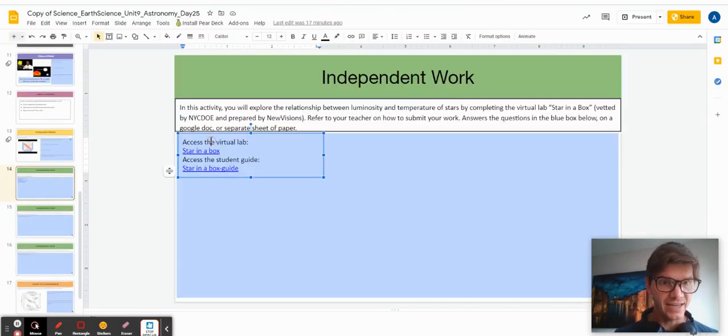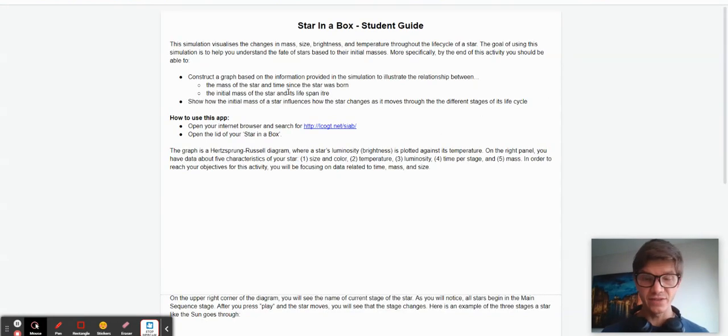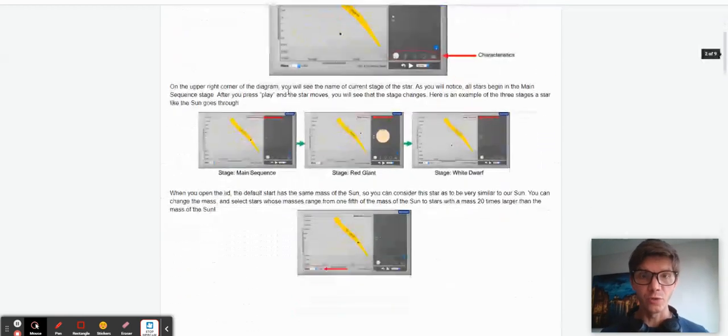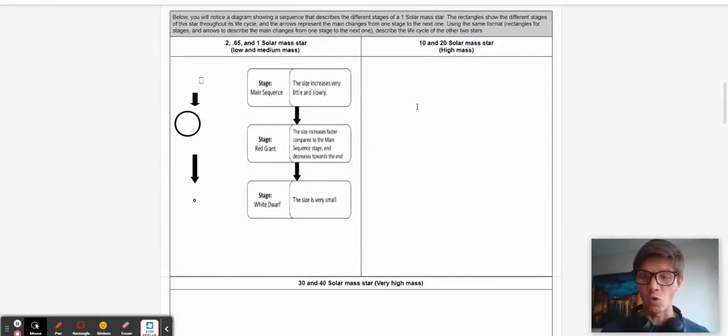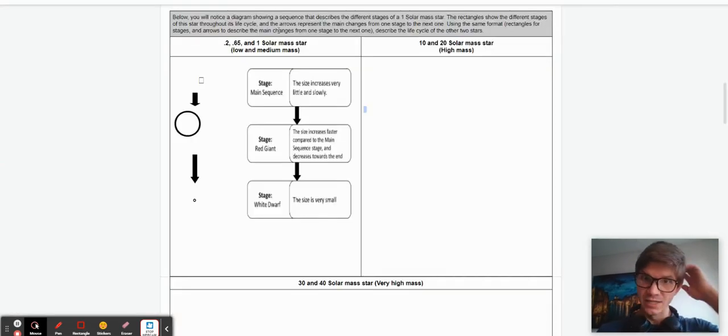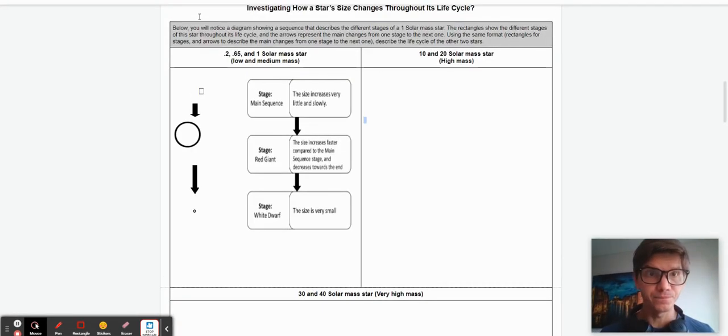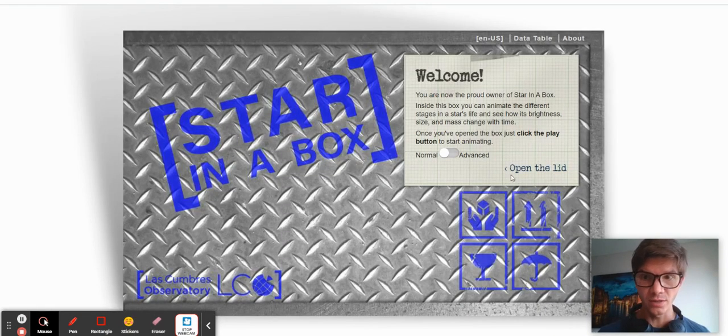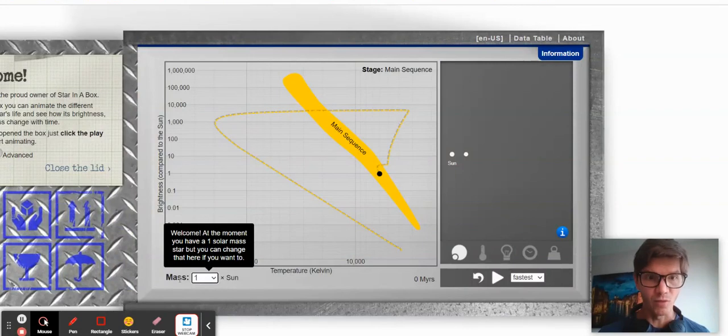So here's the activity for the day, the Star in a Box activity. The link here will give you a guide for this activity, so it has instructions and it will walk you through it. Just know that you can't draw in this, but you can draw in this. So the instructions here are saying, you will notice a diagram showing a sequence that describes the different stages of a 1 solar mass star, which is what we're starting on. If we open the lid, you'll notice that we have a 1 mass sun star.